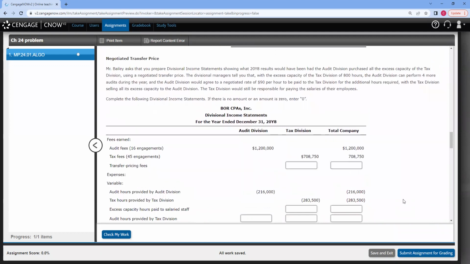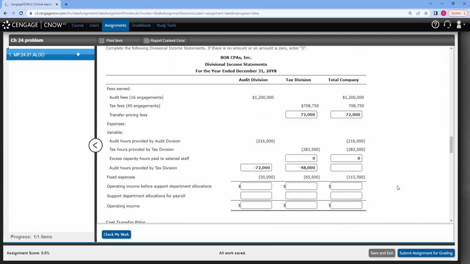The next scenario is the negotiated transfer price. And so in this case, rather than charging the $110 per hour that they'd have to pay someone outside the company, the two divisions agree to pay $90 per hour. Still 800 hours of labor that they are selling them. And so the tax division has $72,000 in additional revenue, and the audit division has $72,000 in expense. And whatever those two add up to be, and we still have zeros in the excess capacity.